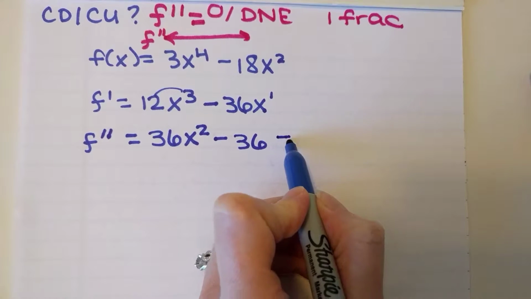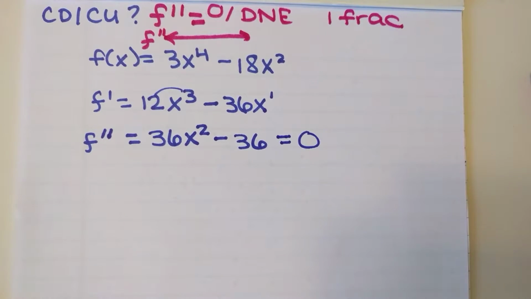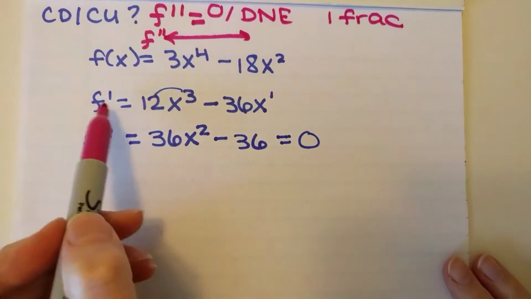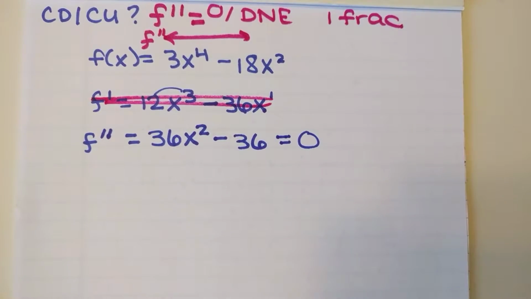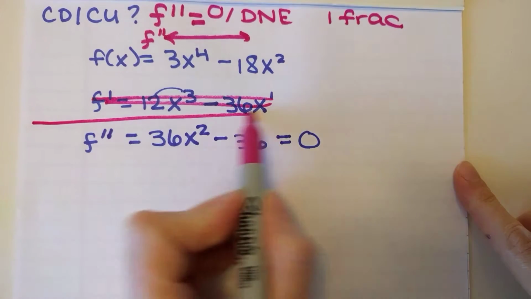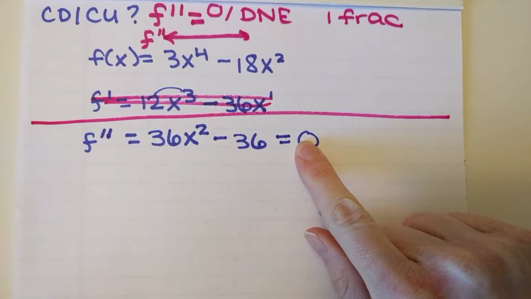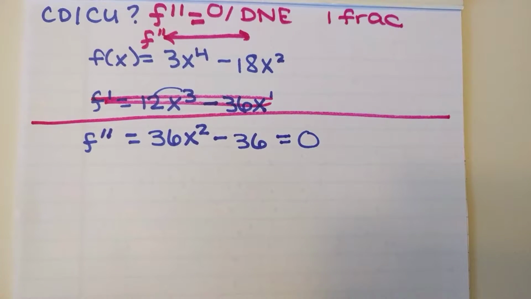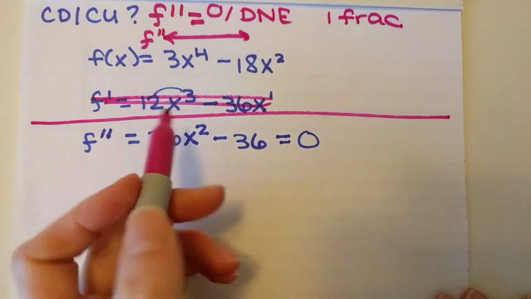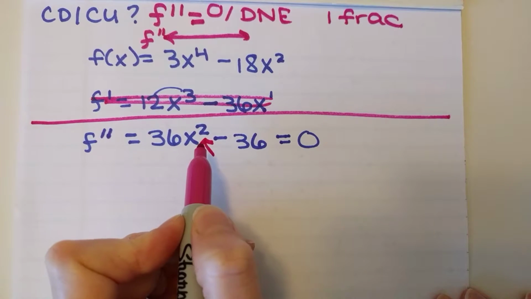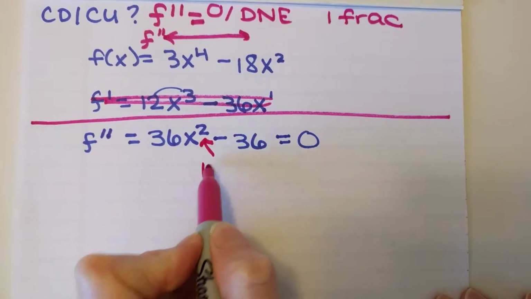So we will set this equal to 0, because with concave up, concave down, it is about the second derivative. And again, once we get the second derivative, we really could care less about what the first derivative is. All of our work is about this second derivative being equal to 0 and drawing a number line with the second derivative. Now, to solve this equation, the first thing I would notice is that you have an x squared. That is your highest power.